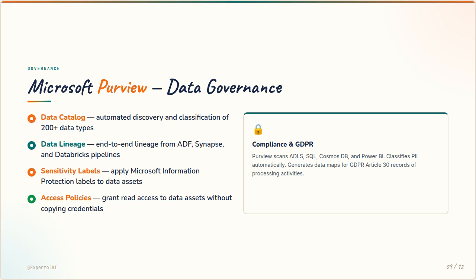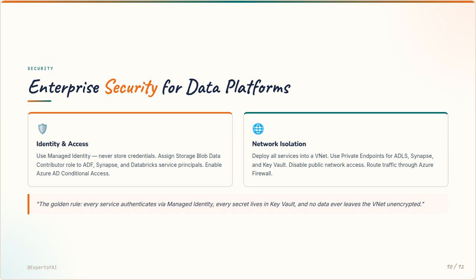Sensitivity labels from Microsoft Information Protection can be applied to data assets to enforce encryption and access policies. Access policies let you grant read access to data assets without copying credentials or managing connection strings. For GDPR compliance, Purview generates data maps that satisfy Article 30 records of processing activities requirements.